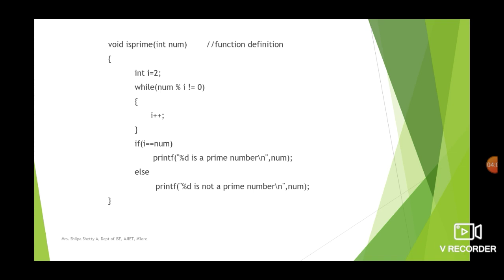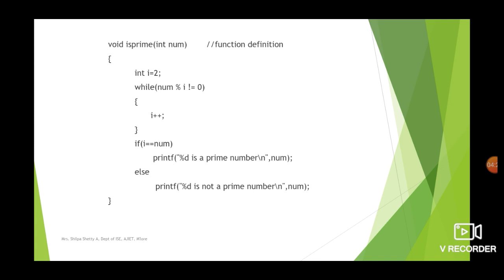So we take the number and go on dividing it starting from 2. The moment you get remainder 0, if it is at the same number, that means when the i value reaches num, only at that point do you get the remainder 0, it means the number is divisible only by itself.